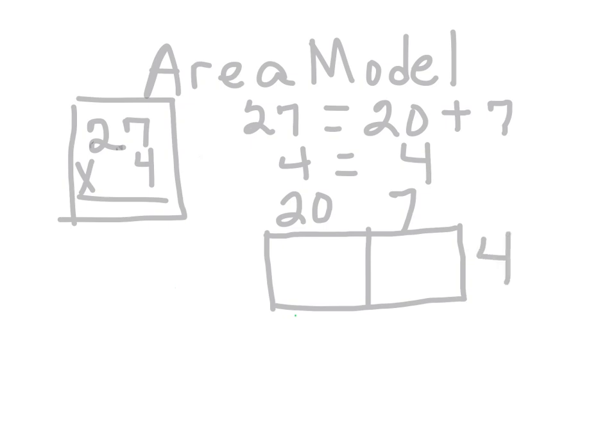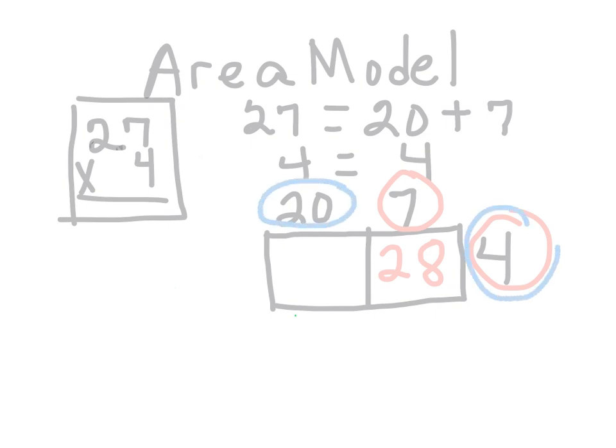So now I still have 27 times 4. So now I'm going to fill in my area model. I'm going to do my ones, 7 times 4, which is 28. And then I'm going to do my tens, 20 times the 4. And if I know that 4 times 2 is 8, then all I need to do is add my 0, and I get 80.